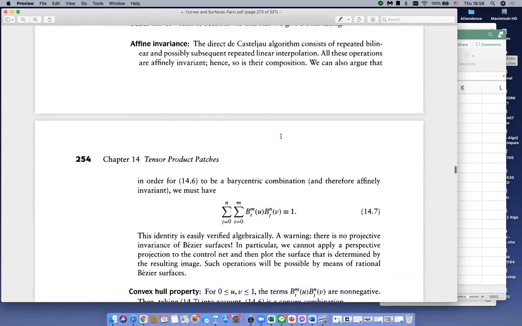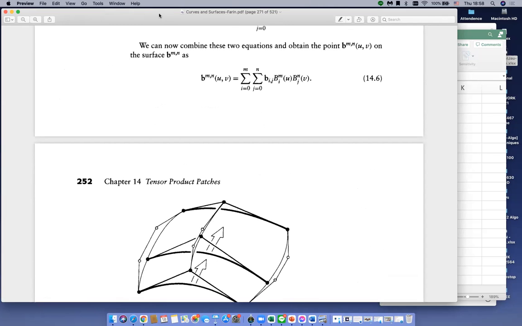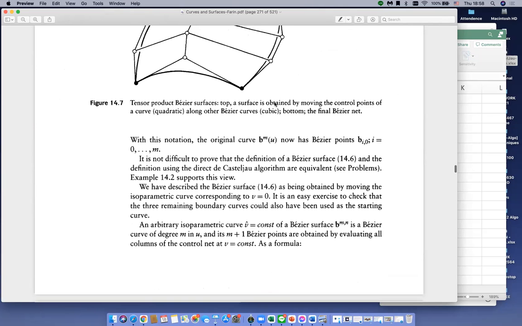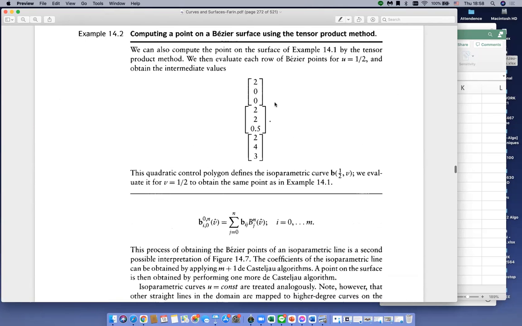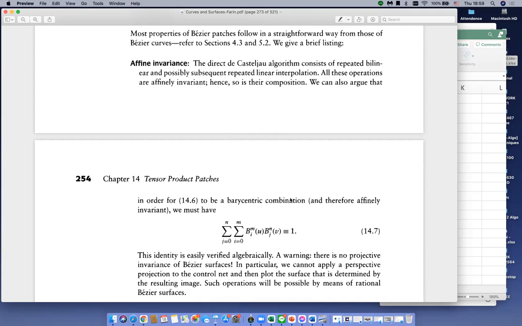Before we use the Mathematica program to calculate the points along the surface, I will show you the properties of the Bezier surface. The first one is affine invariance. The de Casteljau algorithm consists of repeated bilinear and possibly subsequent repeated linear interpolation. That is one, and we can say that it is a barycentric combination.